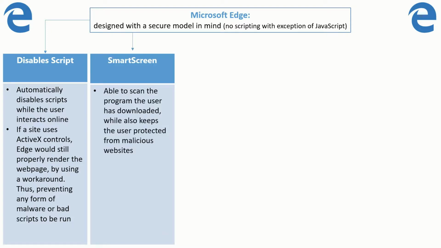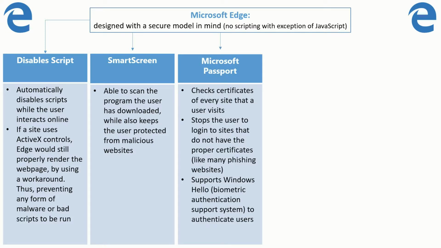Like its predecessor, Internet Explorer, Edge comes with SmartScreen. Now, SmartScreen is able to not only scan the program you have downloaded, but also keeps you away and protected from malicious websites. Edge has a new login process, which contains a process called Microsoft Passport, which checks certificates of every single site that you visit, and stops the user from logging into sites that do not have proper certificates, like many phishing websites.